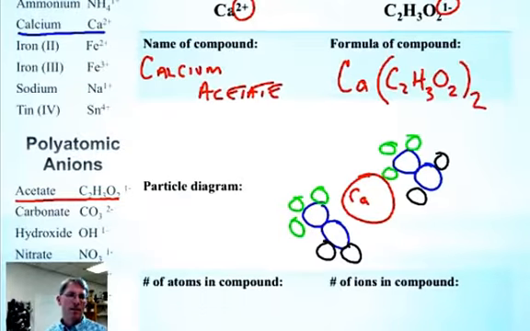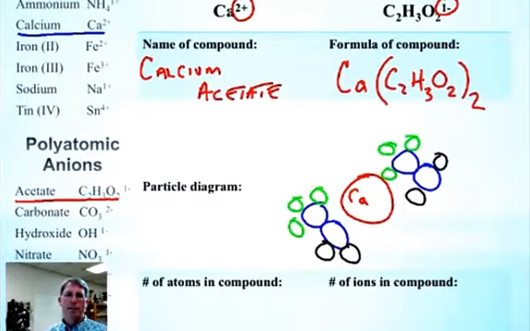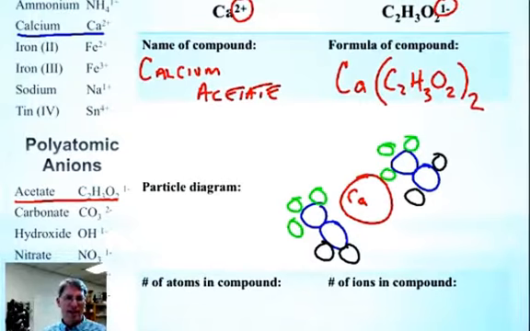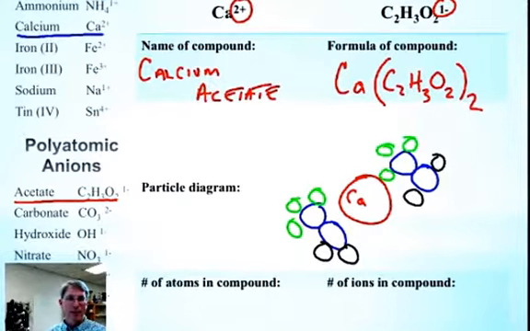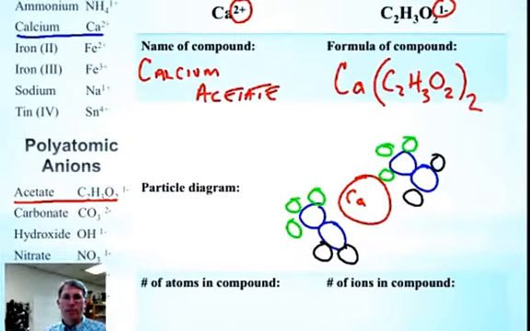Now, does it matter where you draw the circles? No. What I'm mostly concerned with is, do you know which circles belong together in groups and which circles kind of hang out on their own? So in this case, as long as you had 2 of the blue circles, 3 of the green circles, and 2 black ones together as a group, as an acetate ion, then that's really what we're after here.